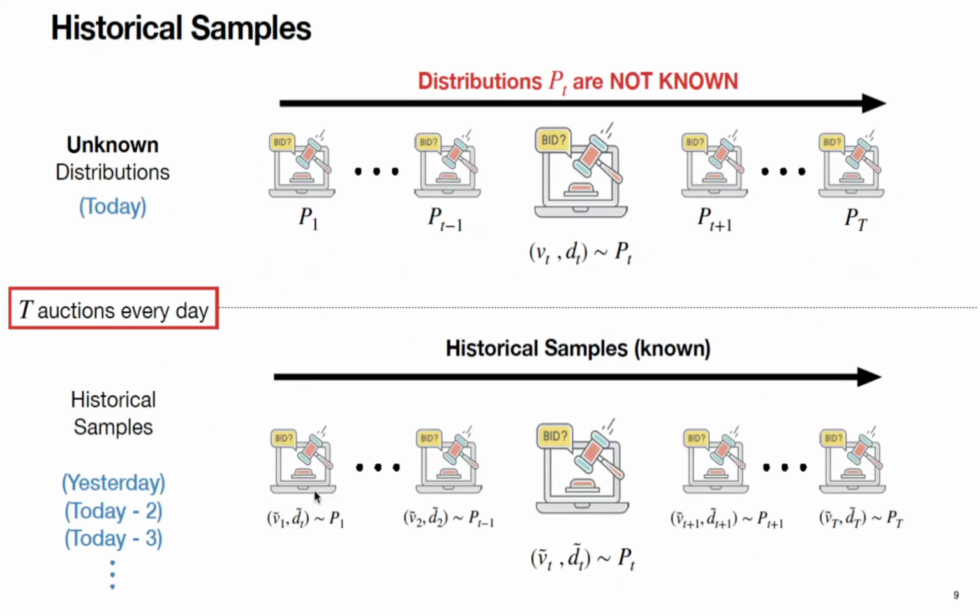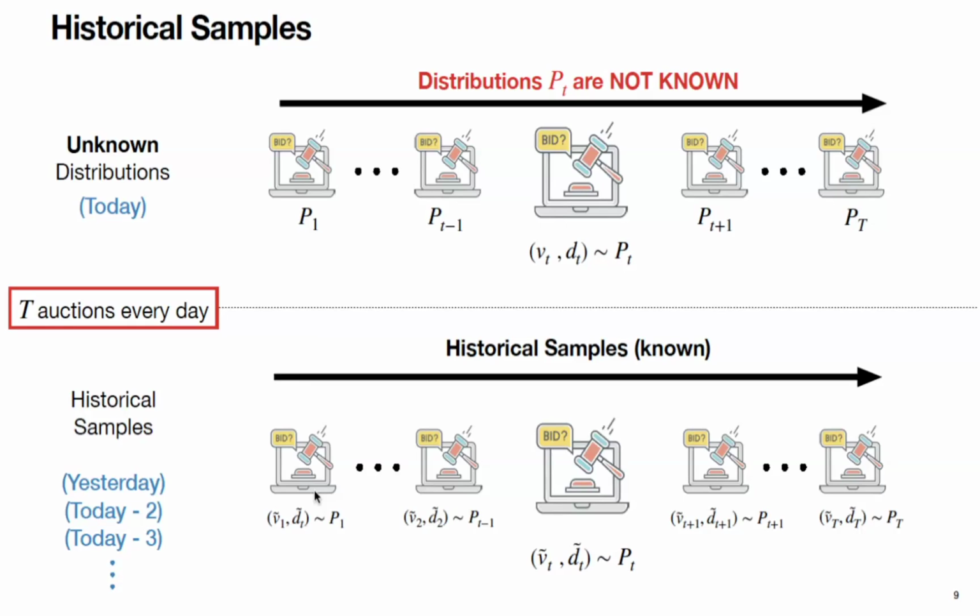Okay. So what do we know about these distributions? Well, the distributions P_T are not known, and we want to work in an unknown distribution setting because that's the reality for the most part. But we do have some samples. We're running T auctions every day. I ran the same T auctions yesterday, and I have the historical samples from today minus 2, today minus 3, and so on. I have these numbers, V tilde 1, D tilde 1, V tilde 2, D tilde 2, etc., from yesterday, and can use them in whatever manner I see fit to participate in this auction placement.